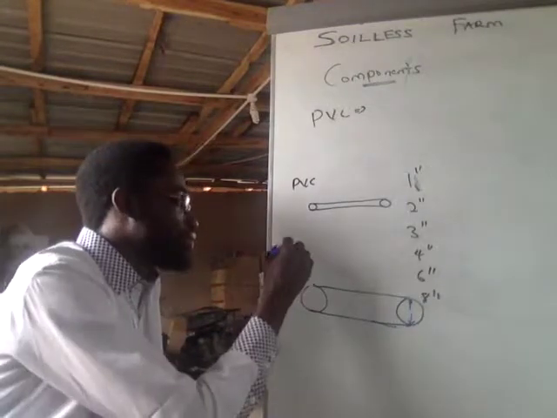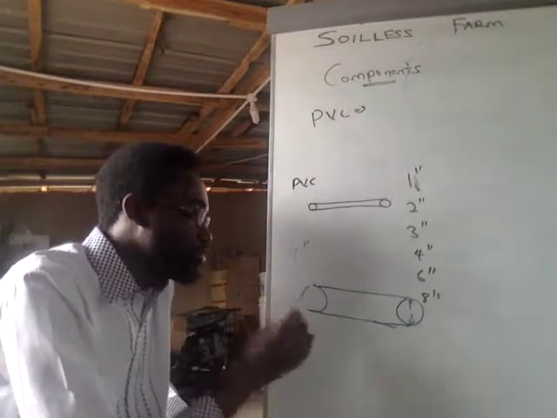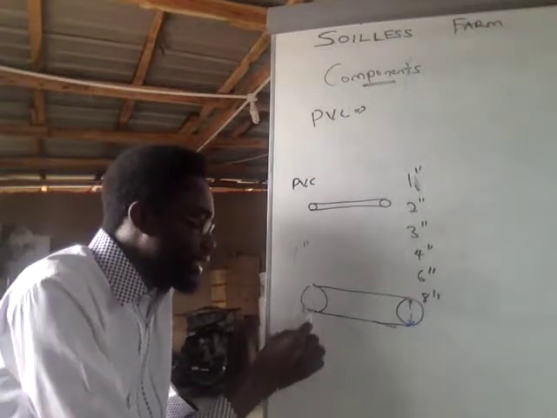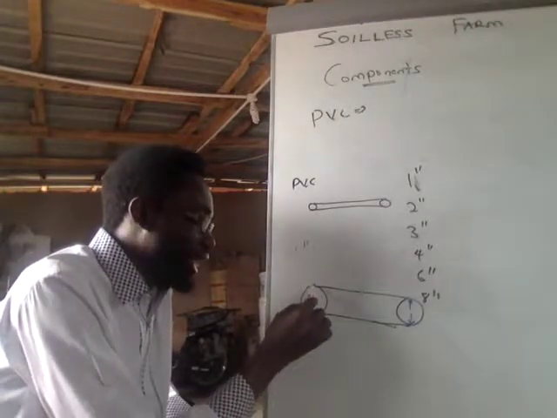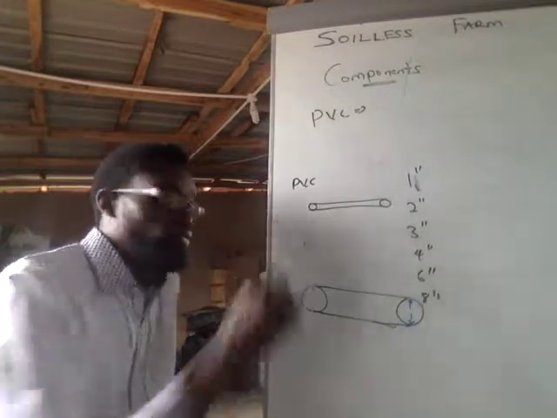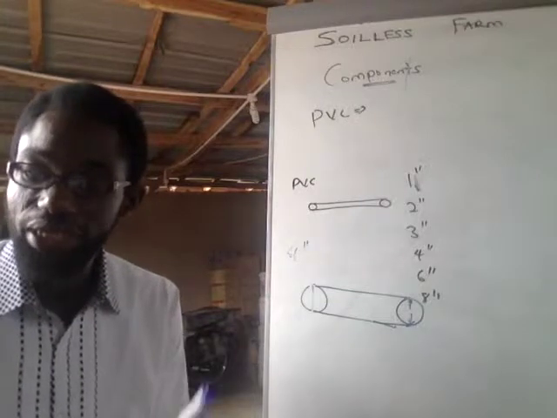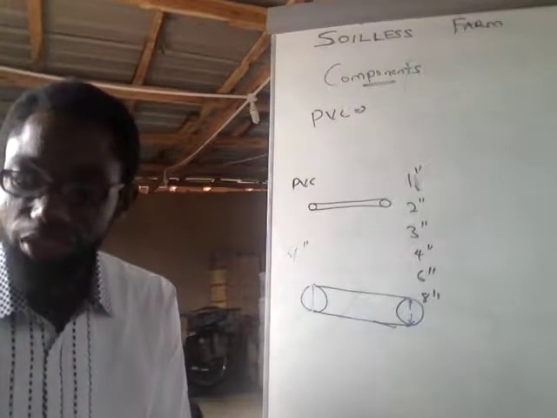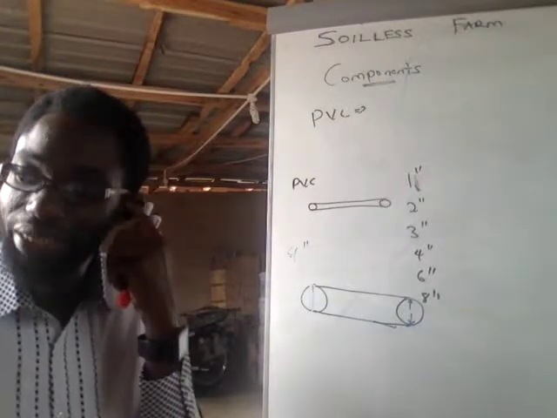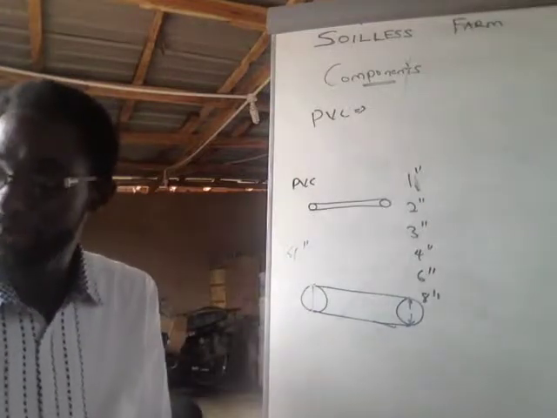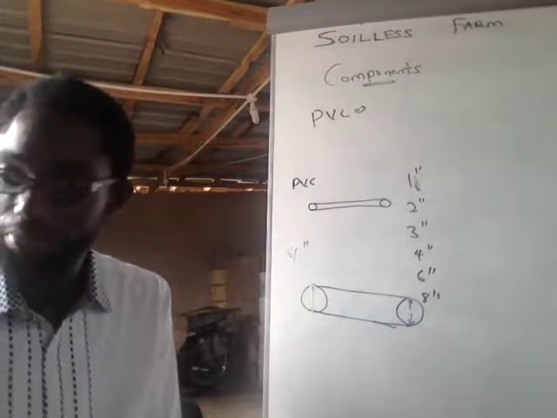So when they say get 4 inches PVC pipe, we mean a PVC pipe where the diameter here is 4 inches. I hope that makes sense. So when we say get a PVC pipe or this or that, we are talking about this space here. I hope that makes sense.